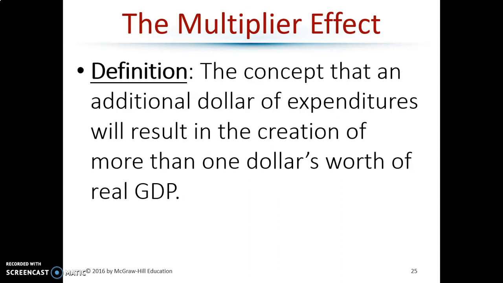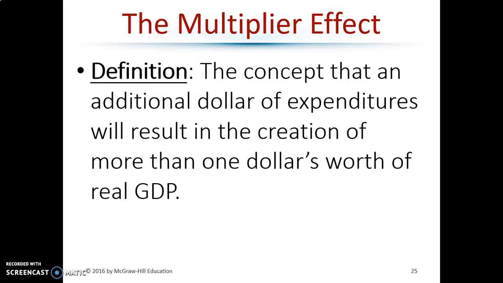I alluded in the first video to the idea that we might overshoot our target. Recall that I said if we have, say, a $200 billion recession where we need to add $200 billion worth of GDP to the economy, if we change government spending by $200 billion, we're going to get more than $200 billion worth of increase in GDP. Doesn't necessarily make sense right at the outset, but this is what is known as the multiplier effect. So if we cut taxes by $200 billion, we're going to get more than $200 billion in GDP.